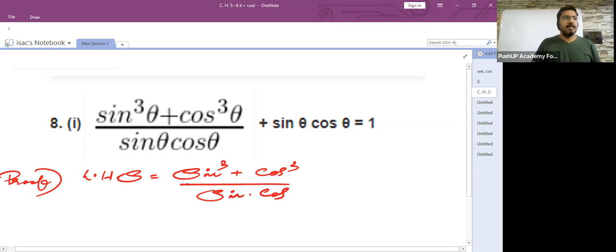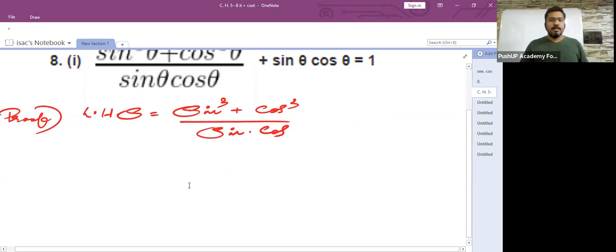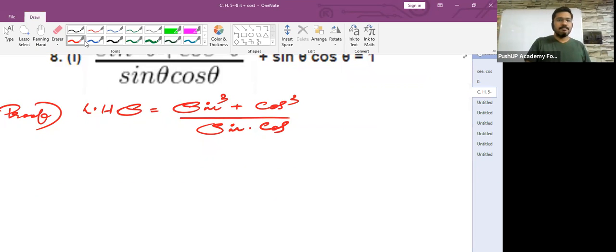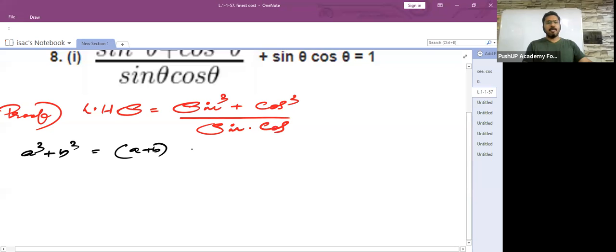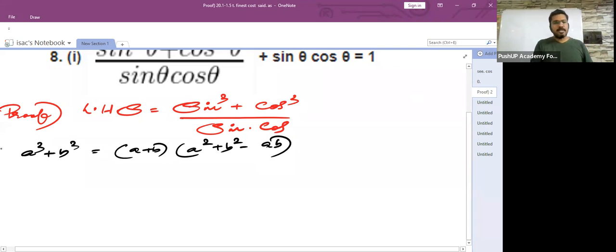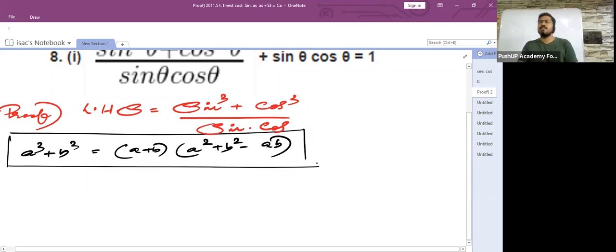Arthur, look here. Sine cube plus cos cube. I was repeatedly asking you what is a cube plus b cube form, isn't it? Now, without knowing that identity, you won't be able to solve this sum. So a cube plus b cube is (a plus b) into (a square plus b square minus ab). And this is one portion where children do mistake. Instead of minus ab, they put plus ab. And everything will be in a mess. So please write down this identity again in your book and put it within a box. It's very important. Otherwise, how will you solve this sum?